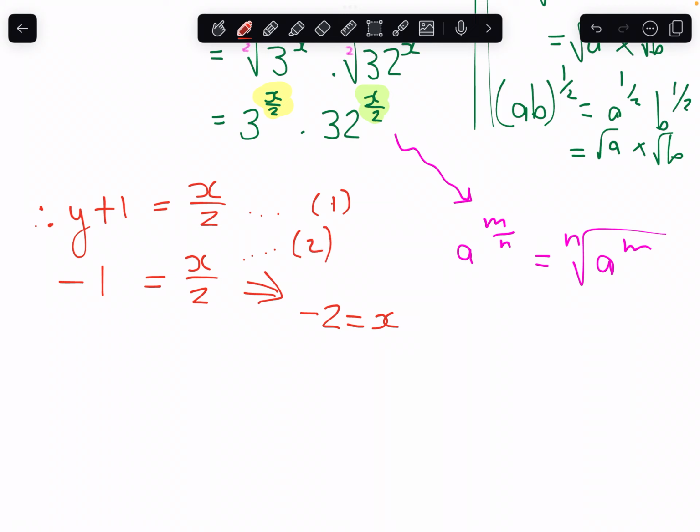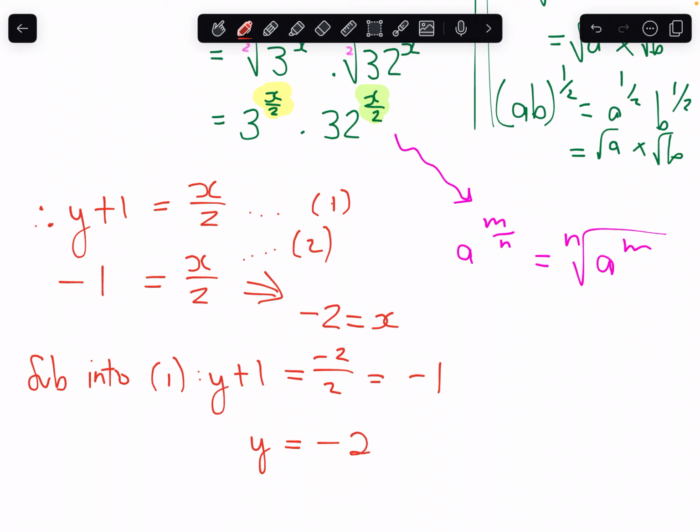Now we can sub that into the first equation. So y plus 1 is equal to minus 2 over 2, which is the same as minus 1. And that means y must be equal to negative 2 as well. Interesting.